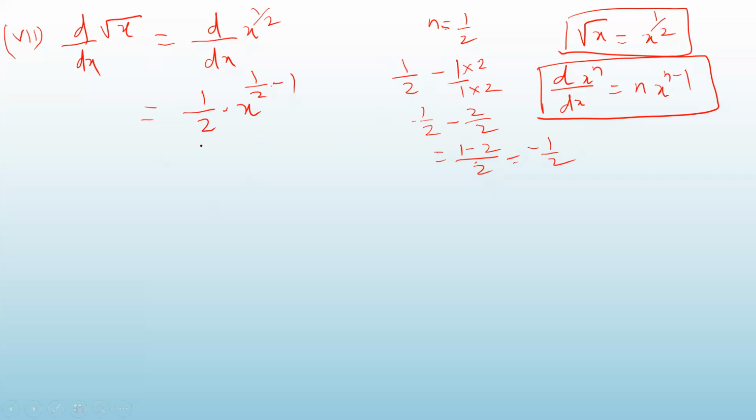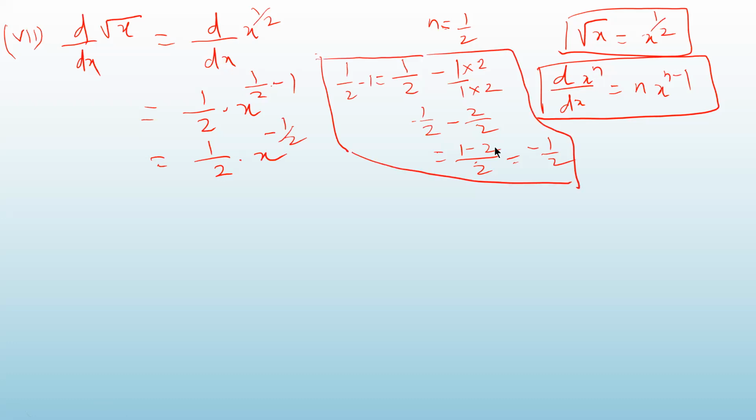So this will give you 1 upon 2 into x to the power 1 by 2 minus 1. 1 by 2 minus 1 is minus half. This is the rough part that we have done. So 1 by 2 into x to the power minus half.